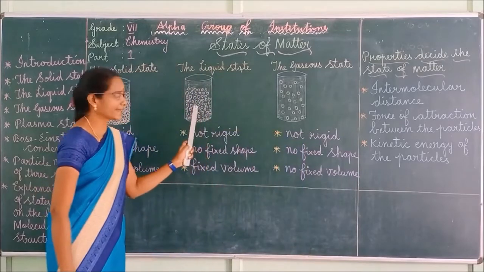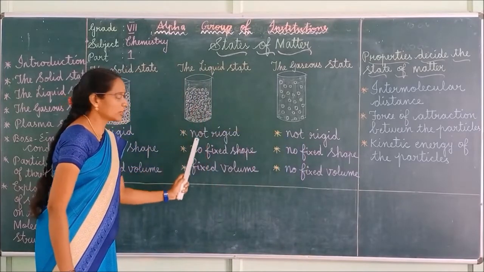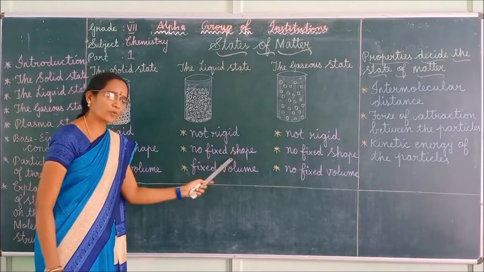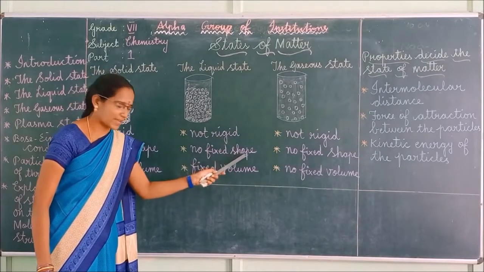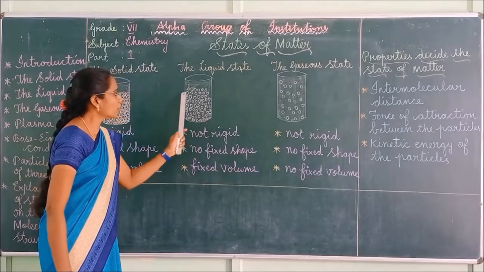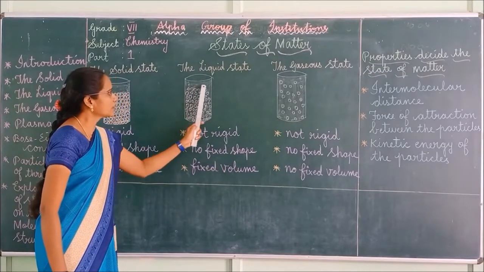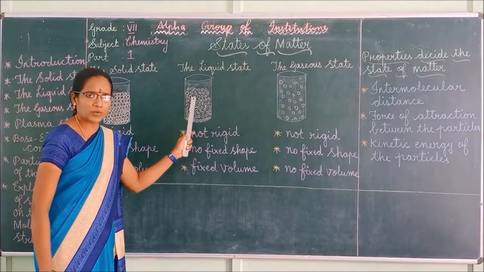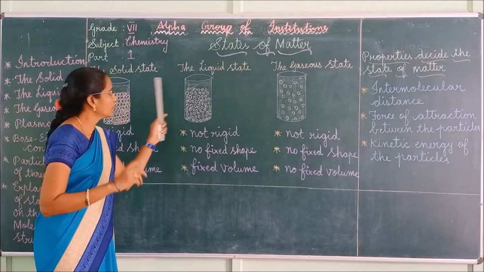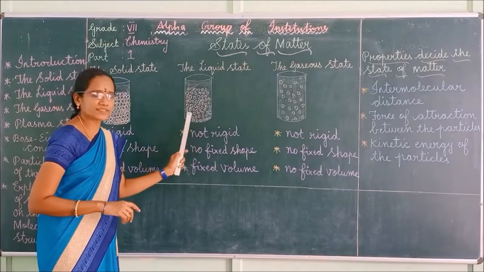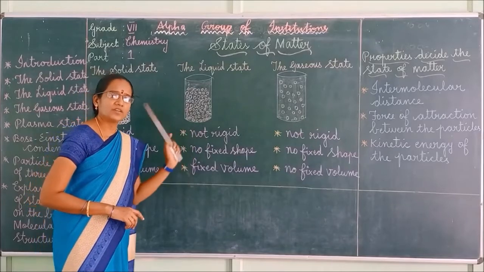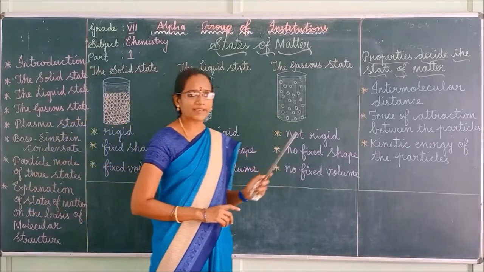Look at the diagram. Liquids are not rigid in nature. It has no fixed shape. Why? Because it changes its shape. Next, liquids have fixed volume. See the molecules. Molecules are loosely packed in liquids. But in solids, molecules are closely packed, isn't it? But in liquids, the molecules are somewhat loosely packed. Got it, children? Shall we move to the next one, the gaseous state?